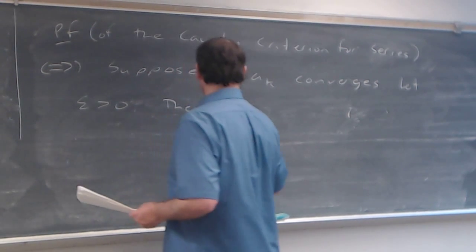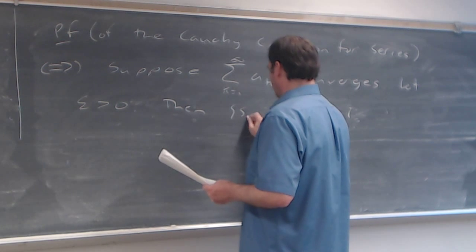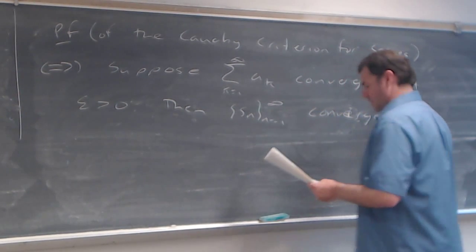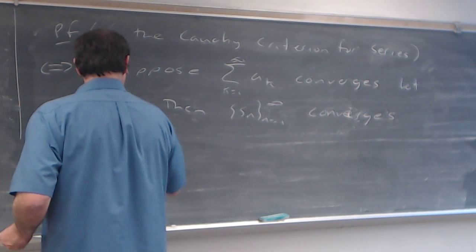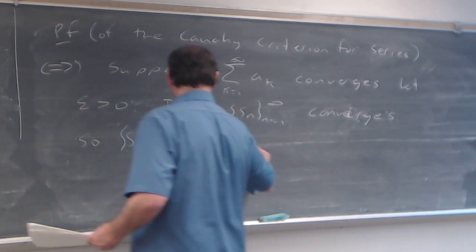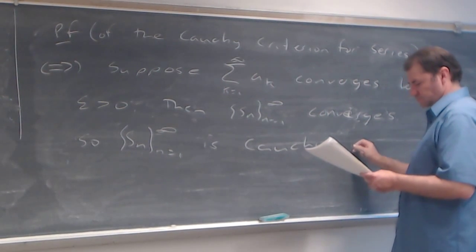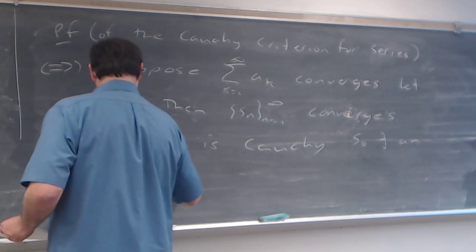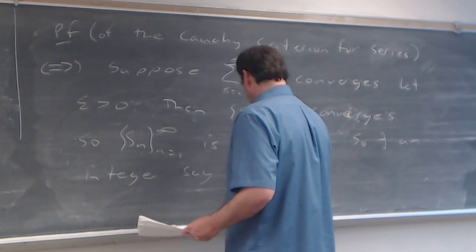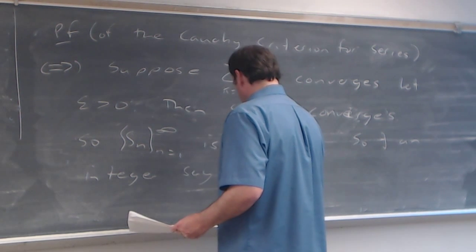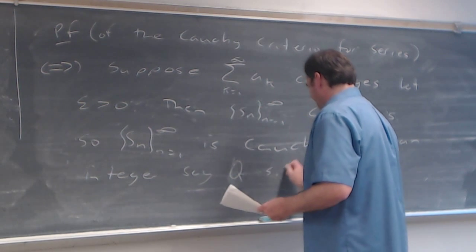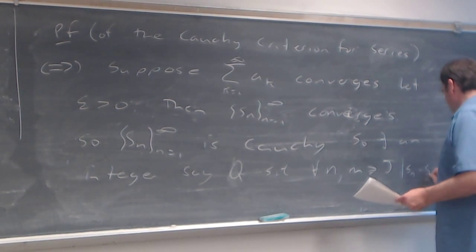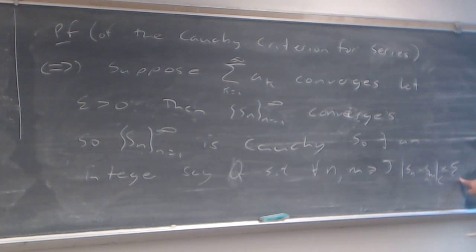Then, because of the convergence of this series, the sequence of partial sums, S of n, converges, and that means that S of n is Cauchy. So there exists an integer, say, I don't know, Q, such that for all n and m bigger than or equal to Q, S of n minus S of m in the complex norm is less than epsilon. Okay?